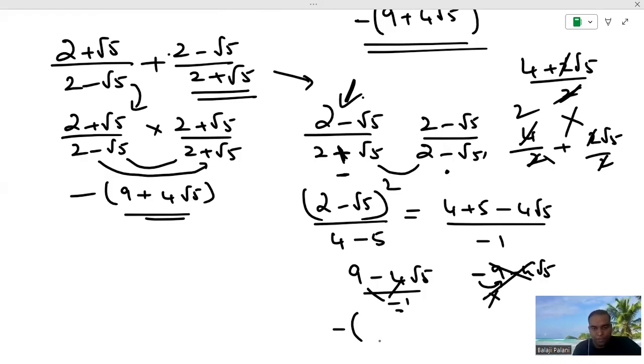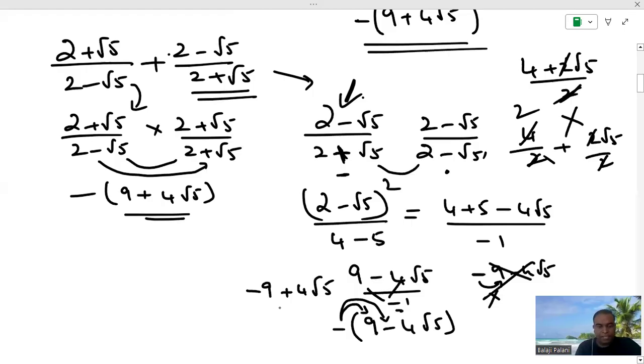Note this point. So when the minus is brought to the top, the bracket automatically comes: 9 minus 4 root 5. Now you can take this minus inside, it becomes minus 9 plus 4 root 5. Hope you all understand this. Minus is applied to 9, minus into plus is minus, minus into minus is plus. So you get minus 9 plus 4 root 5. Here also we can bring the minus inside the bracket. It becomes minus 9 minus 4 root 5. Okay. So now I think you will be able to get this.